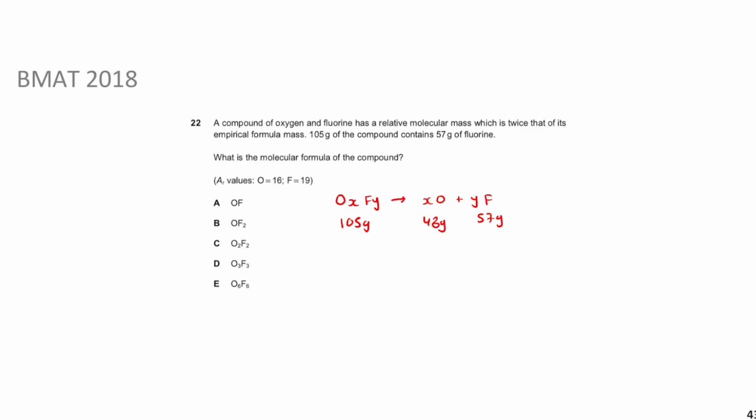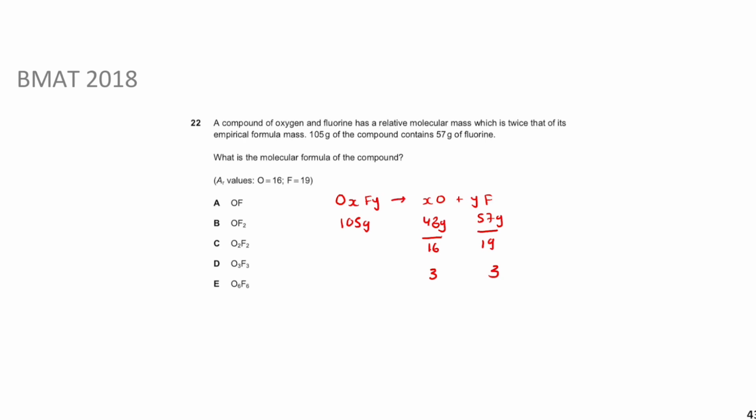So we could work out the moles of oxygen atoms by simply dividing this by the Ar of oxygen, which is 16. And for this one, it's 19. And if you do this, that's going to be 3, and that's going to be 3. So basically, what essentially we're doing here, guys, is we're working out the empirical formula. So that means in the empirical formula, you have a 3:3 ratio of oxygen to fluorine.